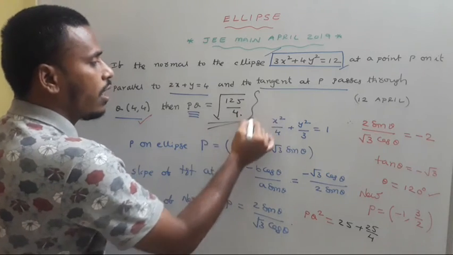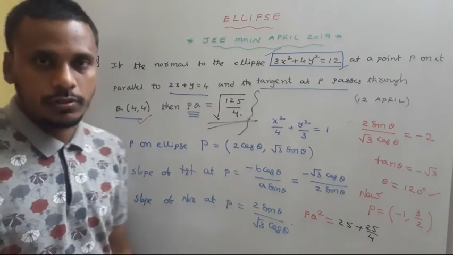This is the actual answer, and we need to choose the corresponding value from the options. That is the problem.